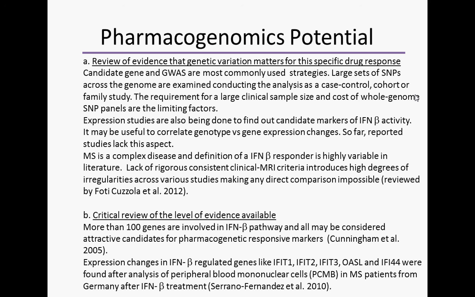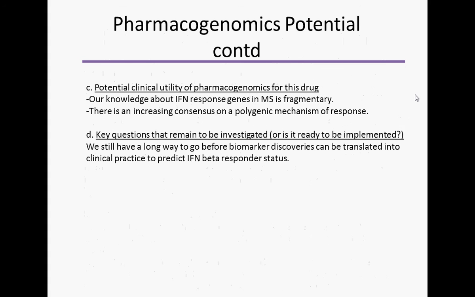Multiple sclerosis is a complex disease, and definition of interferon beta responder is highly variable. Lack of rigorous, consistent clinical MRI criteria introduces high degrees of irregularities across various studies, making any direct comparison impossible. More than 100 genes are involved in interferon beta pathway, and all may be considered attractive candidates for pharmacogenetic responsive markers. Our knowledge about interferon response gene in MS is fragmentary.